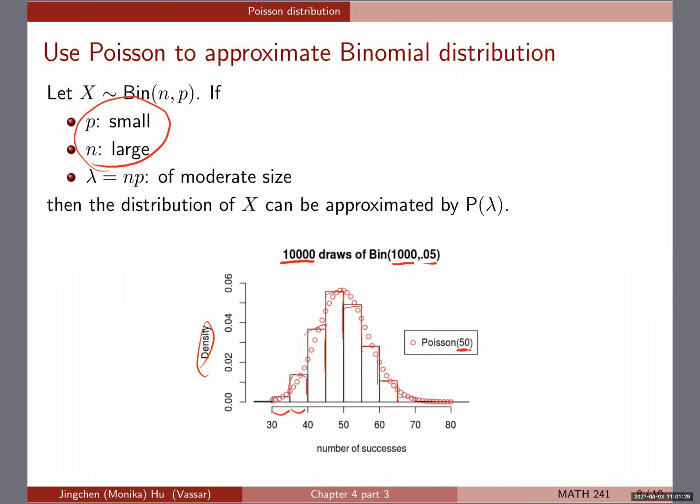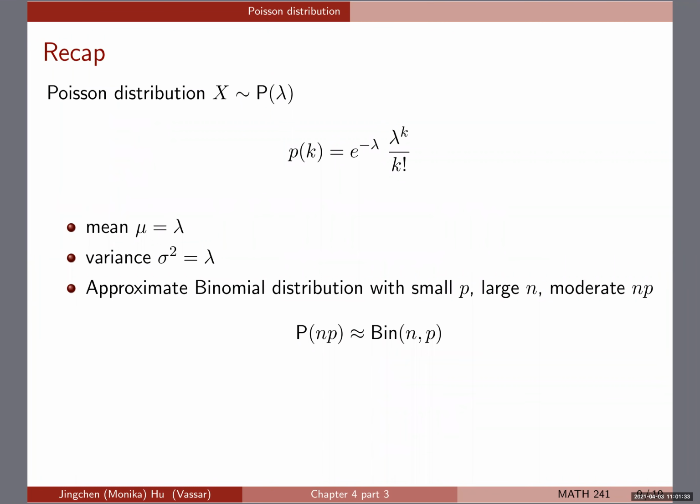Just to recap, we introduced the Poisson distribution. This is the PMF. Its mean is lambda, the variance is lambda as well, and you can approximate the binomial distribution with small p, large n, and moderate n times p. This is the notation, and the graph earlier is to visualize that result.